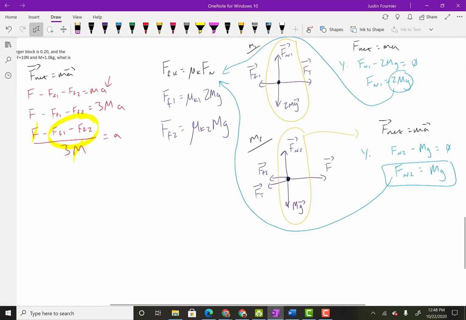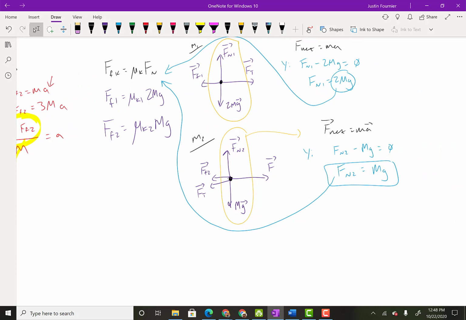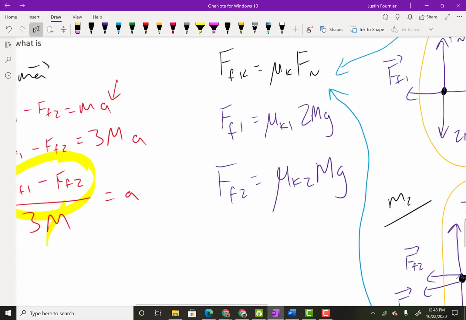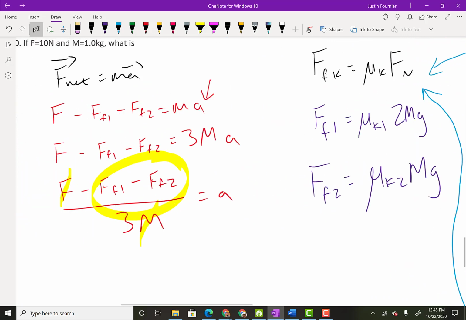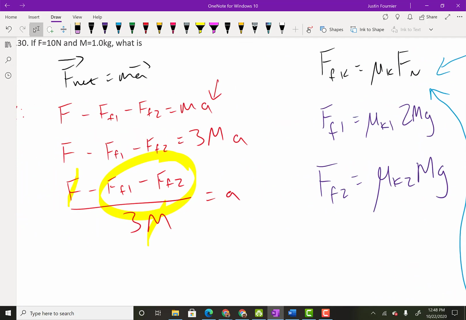So hopefully we're okay with how I got those. This is object switching like we've never seen before. So now that I got all that, now I can plug those all in here.